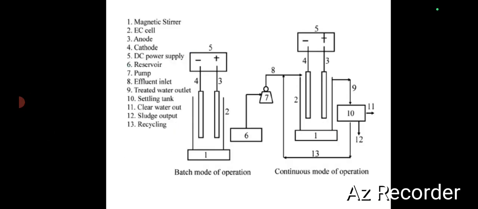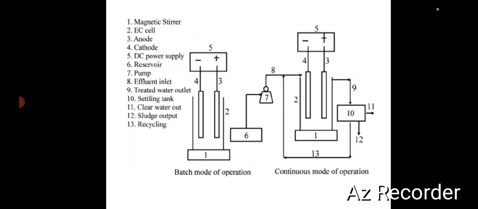This is a schematic diagram for a batch flow rotor and also a continuous flow rotor. Here the first one is for batch mode of operation, the second for continuous mode of operation. Numbers are mentioned for some parts: 1 for magnetic stirrer, 2 for EC cell, 3 for anode, 4 for cathode, 5 for DC power supply. This is common to the batch rotor and the continuous rotor.